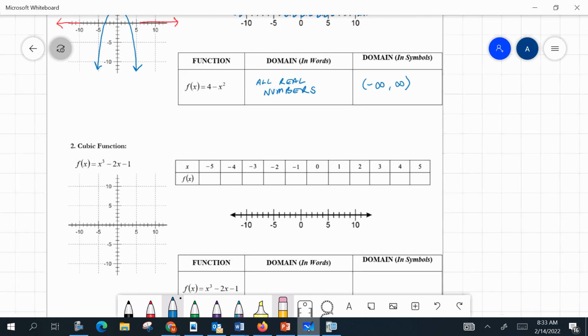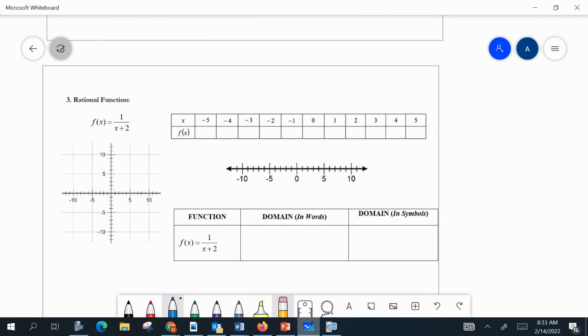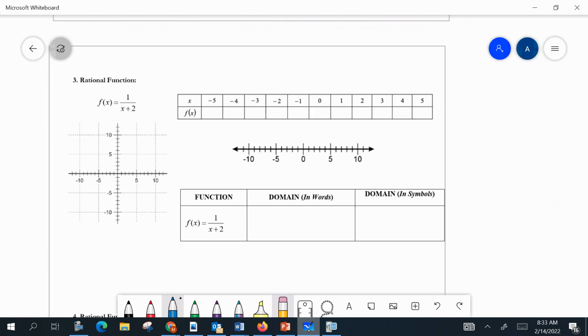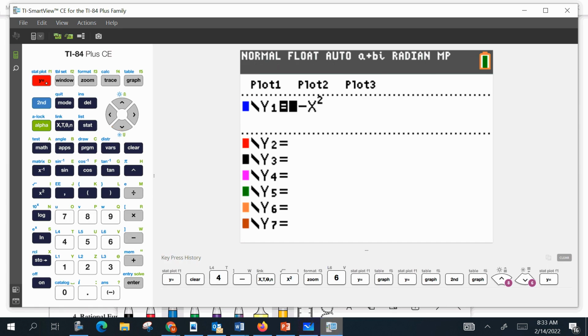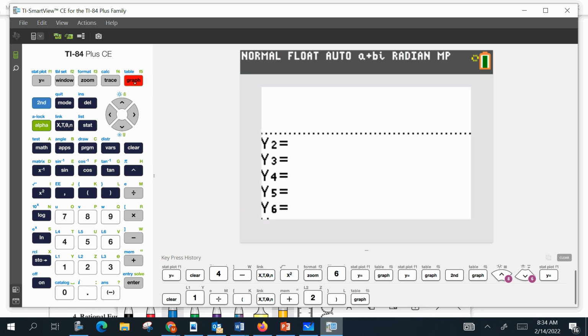So let's use that concept and look at a different type of function, like a rational function. A rational function is what our unit is going to be over. We'll talk more in depth about what a rational function is, but for today, I just want you to graph it and look at it. When we type this in, we need to put the denominator in parentheses, because we're not just dividing by x, we need to divide by the quantity x plus 2. Let's take a look at the graph.